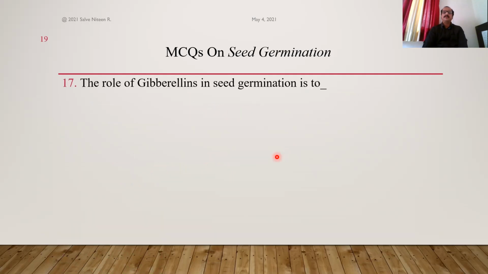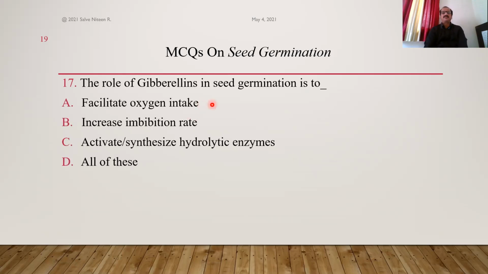Then the role of gibberellins, GA3, mostly in seed germination: does it facilitate oxygen intake, or increase imbibition rate, or activate or synthesize hydrolytic enzymes? All of this. What is the role of gibberellins? We know the embryo of the seed during seed germination produces gibberellins, and these gibberellins go to the aleurone layer and initiate activation of the hydrolytic enzymes already present there, or initiate the synthesis of new hydrolytic enzymes, which will be required to mobilize the stored reserve food material. So here the answer is C.